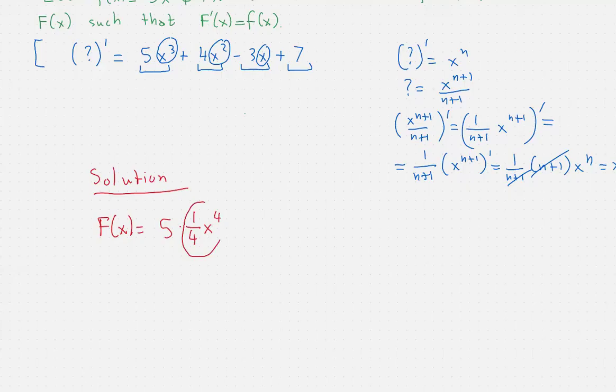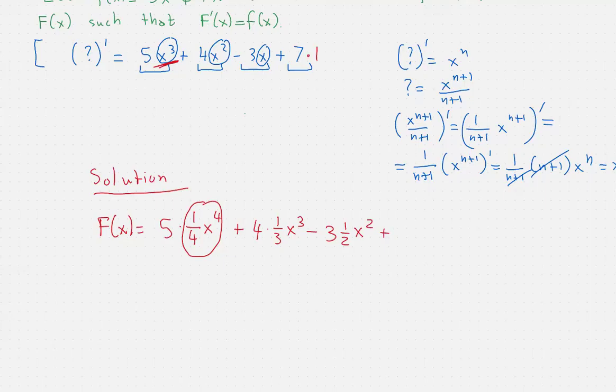And then we have 4 times the antiderivative for x squared, which will be 1/3 x cubed, minus 3 times an antiderivative for x, which will be 1/2 x squared. And finally, we will have 7. Think of 7 times 1. The antiderivative for 1 is x. So you will have 7x.